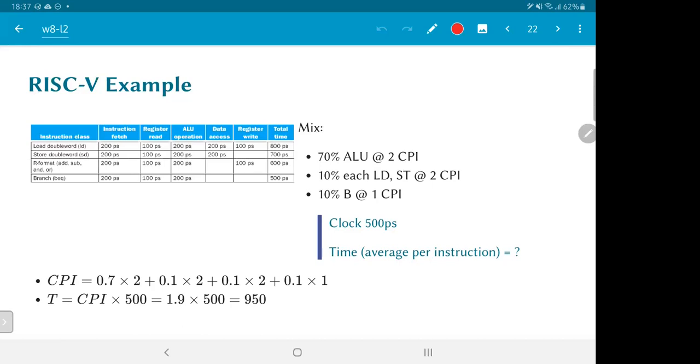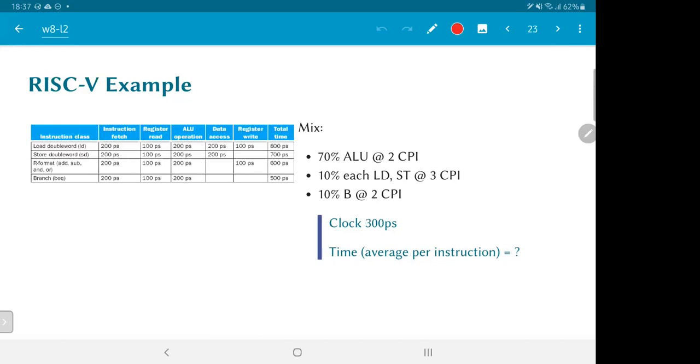Let's take one last example. In this case, we once again have the instruction mix exactly the same, but we have pushed the clock period all the way down to 300 picoseconds. And now we still have the ALU taking two clock cycles. But remember, these cycles are now 300 picoseconds each. So the total time required for the ALU is actually 600 picoseconds, which is the best possible time that you can have.